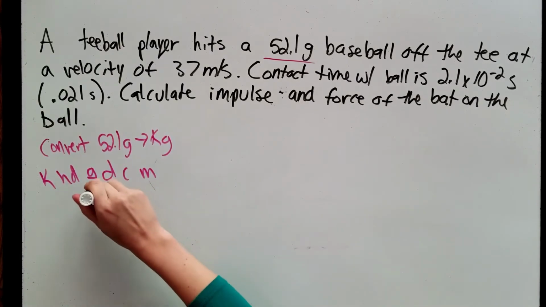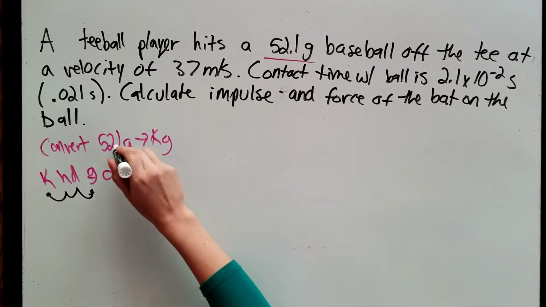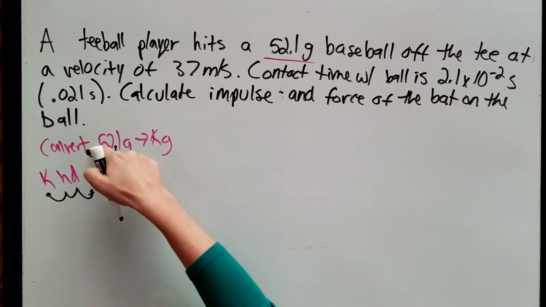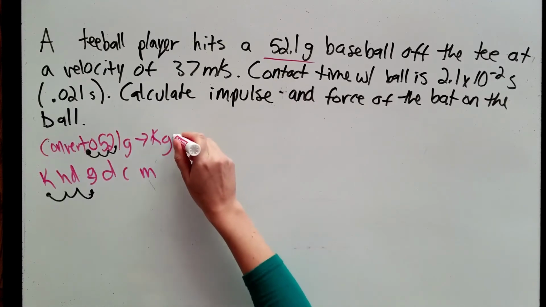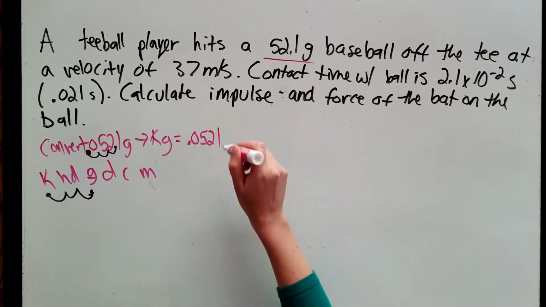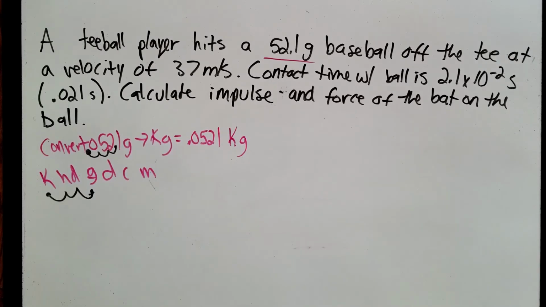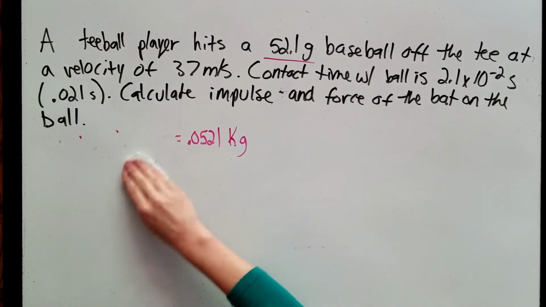We are at the G and we want to get to the K, so we're going to move the decimal 3 times to the left, starting at the decimal point. 1, 2, 3. And what's going to go in that empty space? A 0. Okay, so we're going to get 0.0521 kilograms. All right, so let's erase this and do my knowns and unknowns.